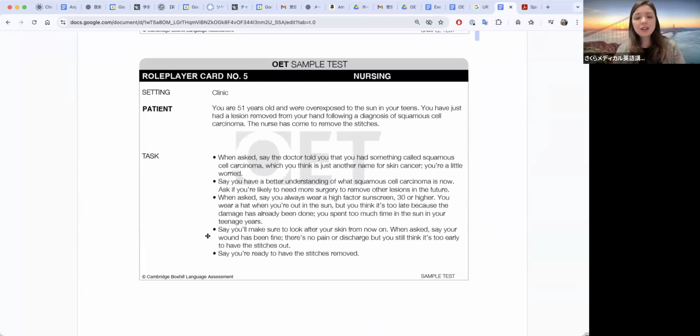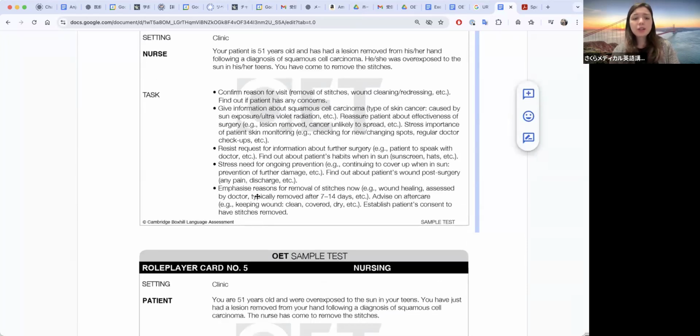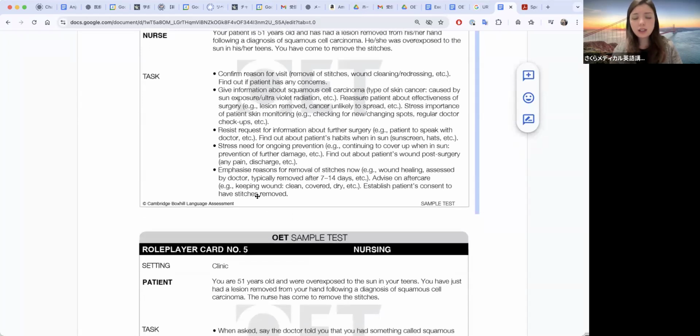But anyway, they're going to say, yes, I'll make sure to look after my skin from now on. My wound has been fine. There's no pain or discharge, but I still think it's a bit too early to have the stitches out. Yes, of course. So I would say something like, okay, so you think that it's a bit too early to have the stitches out. Now, I think it's best to have your stitches removed now. This is for optimal wound healing. It's also been assessed by the doctor as well. And furthermore, stitches are typically removed after 7 to 14 days, you know. Are you happy to have the stitches removed?